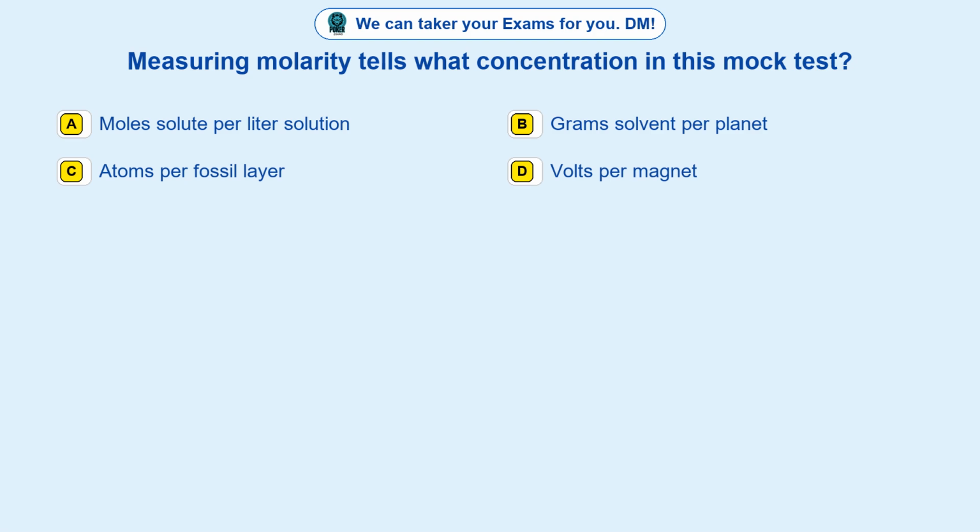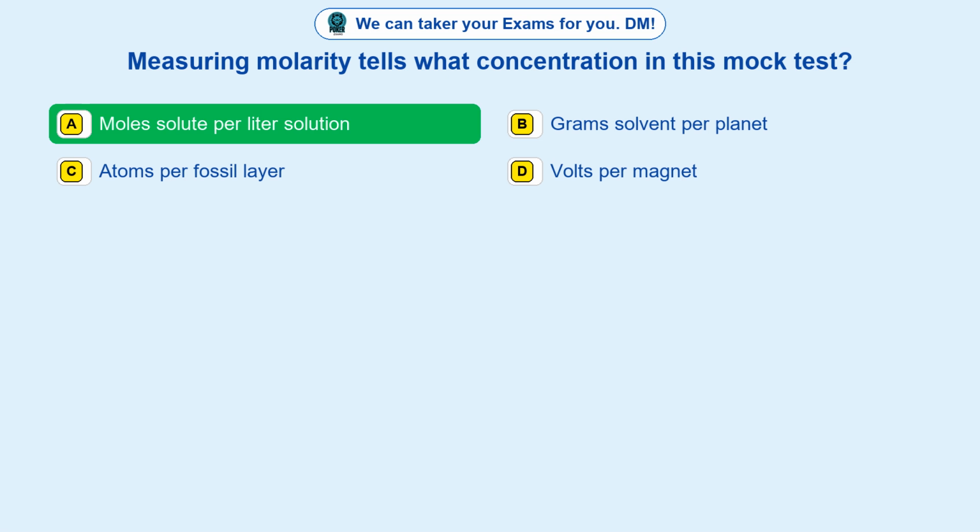Question 45. Measuring molarity tells what concentration in this mock test? Option A, moles solute per liter solution. Option B, grams solvent per planet. Option C, atoms per fossil layer. Option D, volts per magnet. The correct answer is option A, moles solute per liter solution.